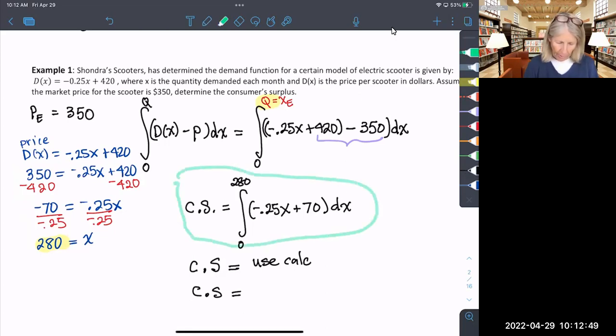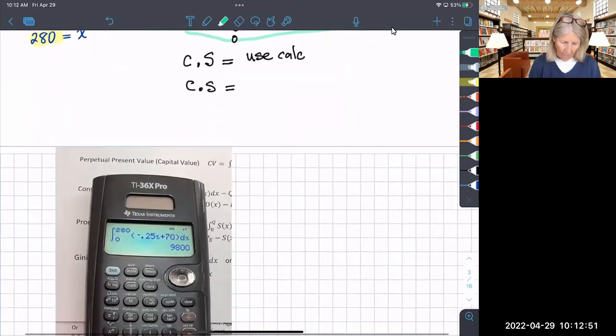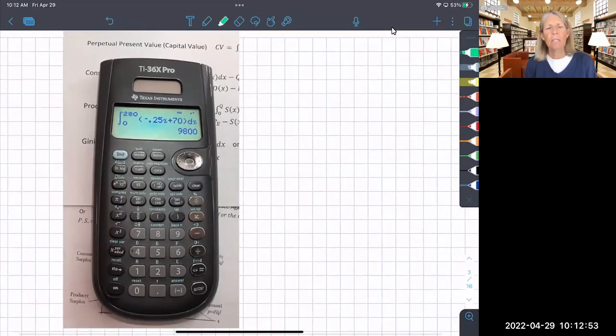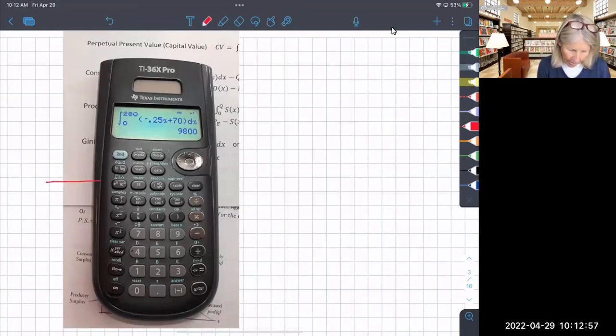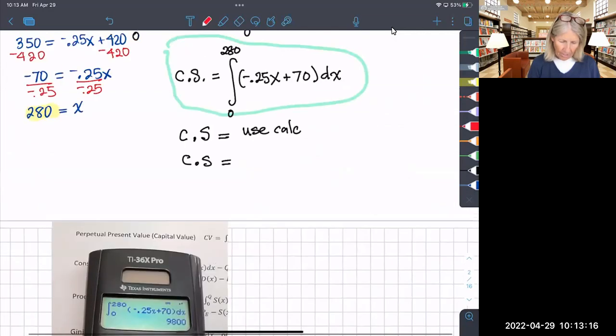All right, so let me scroll up here. I've typed it in my calculator, and here's what it would look like. So again, I'm using my integral button, which is right here. You have to hit second, and you choose that button, and then you enter the 0 to 280, and the function, hit enter. Sometimes integration takes a minute on the calculator, so sometimes you have to wait a second or two, and then it gives you 9,800. Okay, so back here, I've got my final answer.